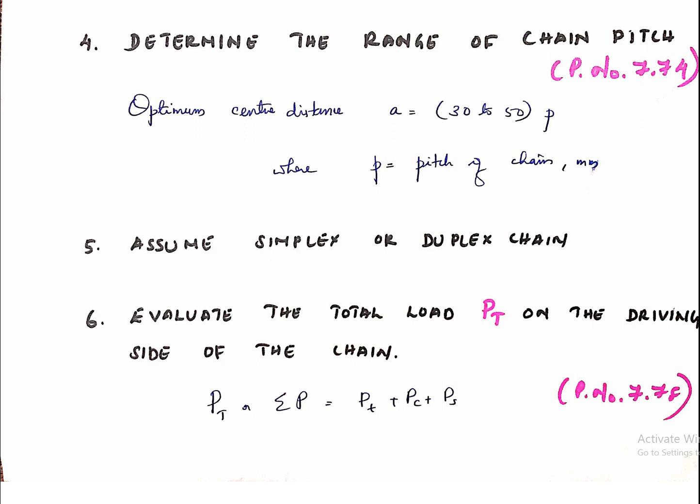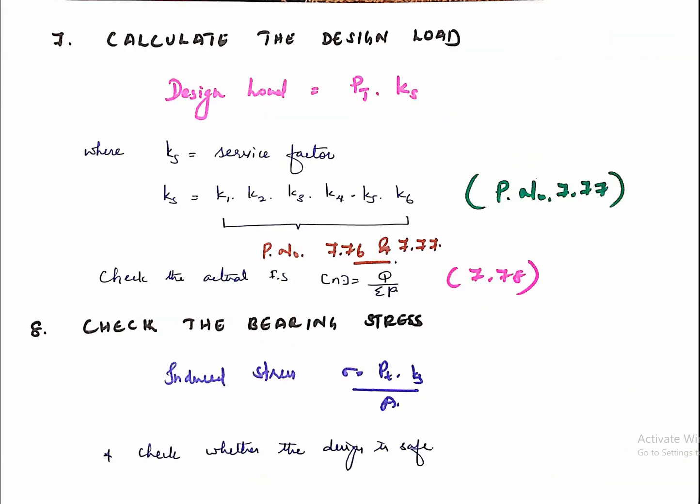Once we select that, we'll be finding the total load, which is the sixth step: the total load acting on the driving side of the chain. You can find that using the equation given in page number 7.78. The equation is nothing but the sum of three values: small pt, pc, the centrifugal force, and PS. We'll see what those values are.